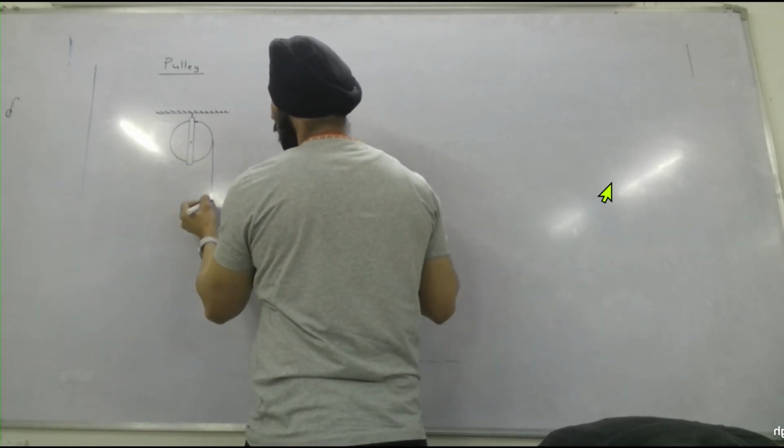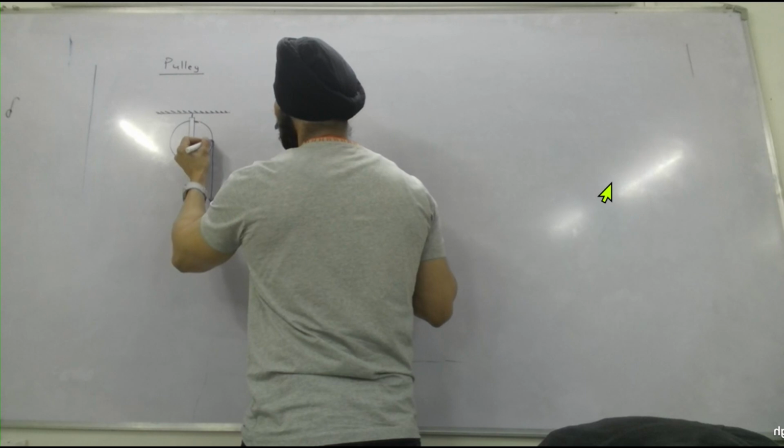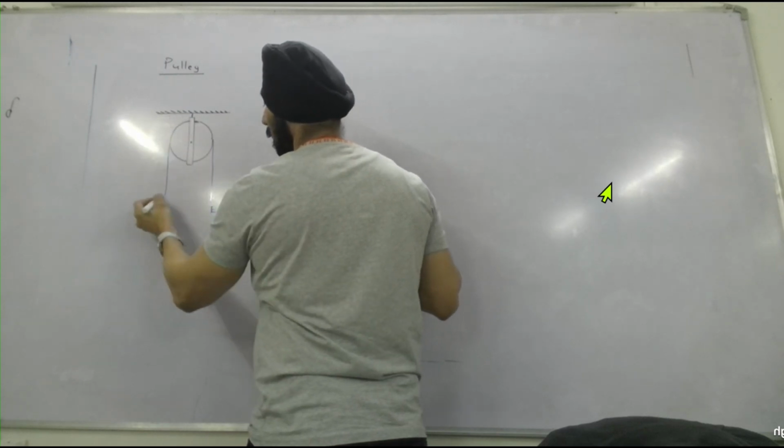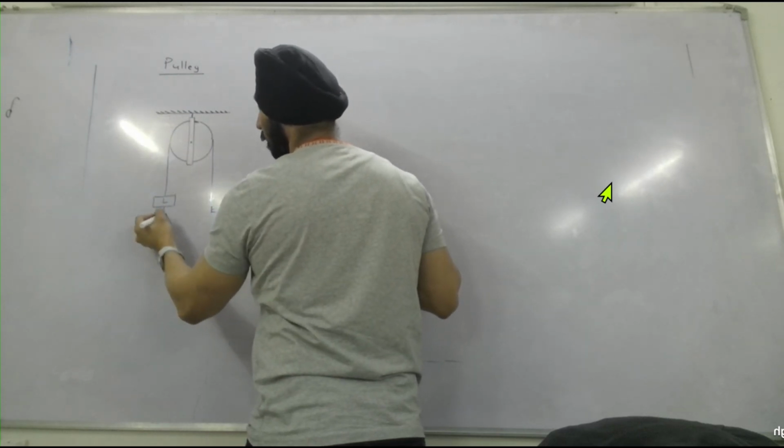On one side, you're going to pull it, and we call it effort. On the other side, the rope goes like this, and you're going to lift the load.